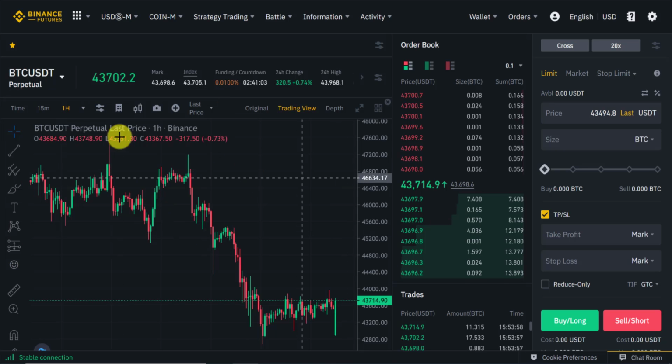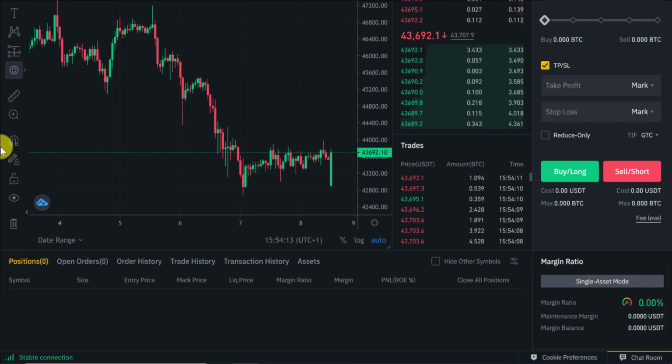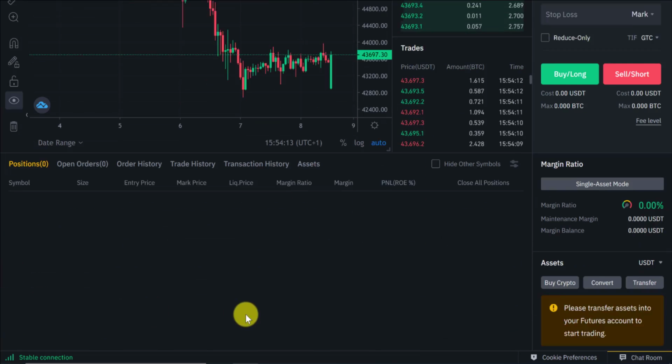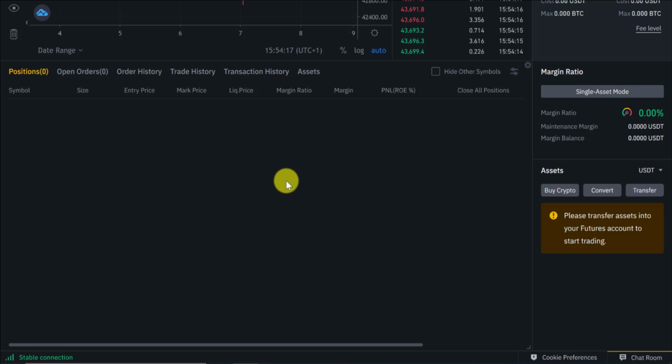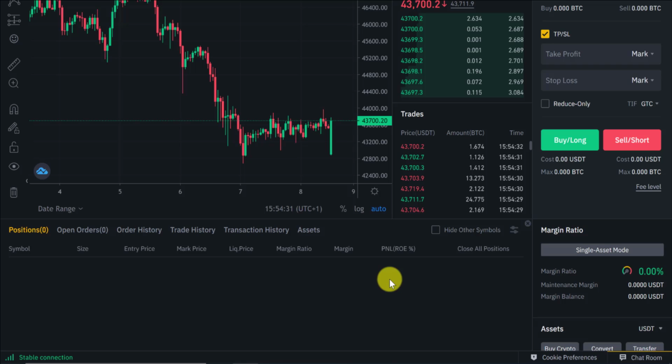So the pairs, the same thing: the mark, the index, the funding, the countdown, 24-hour change, 24-hour high, and other stuff like that. So the tools, the TradingView tools here, and then the positions you have open, your assets, trading history, transaction history, other history, open orders, and other stuff like that. So the order that you're running at the moment will be shown here, and the position that you have open will be shown there.